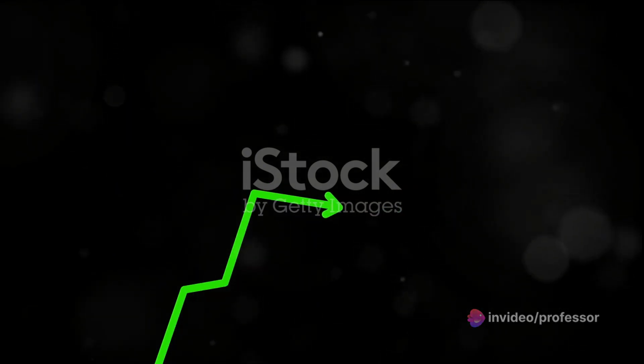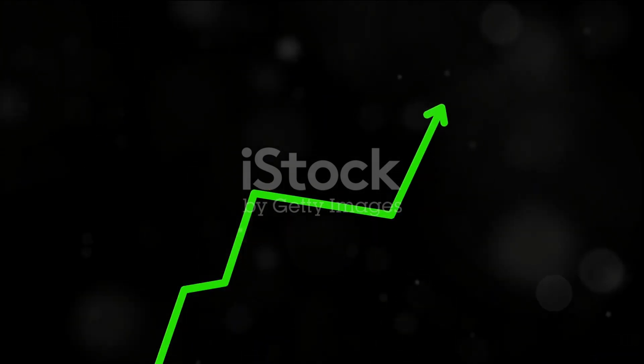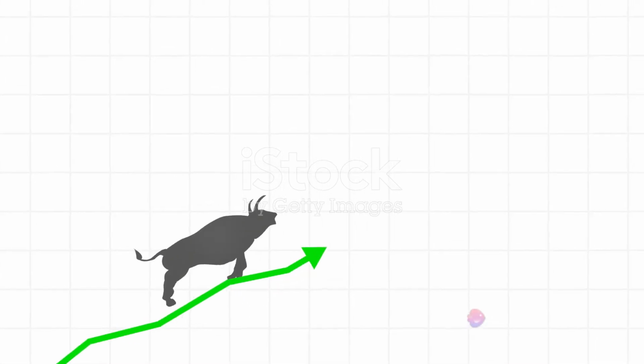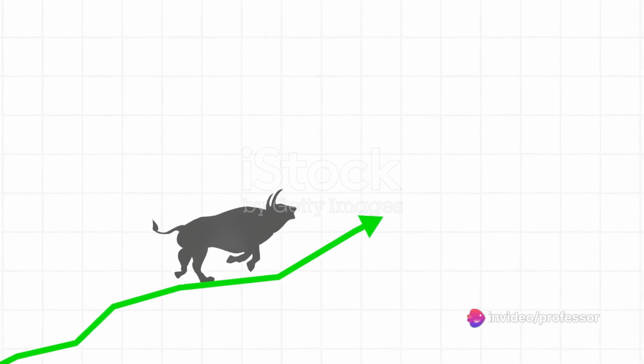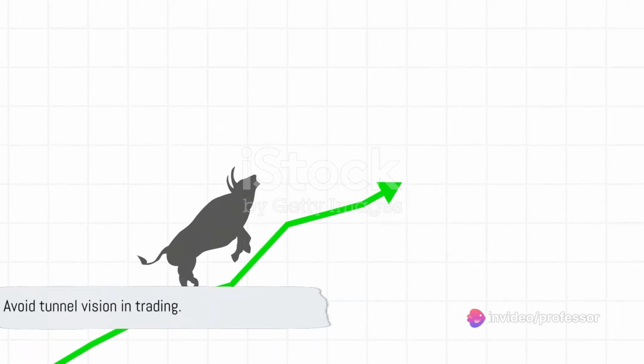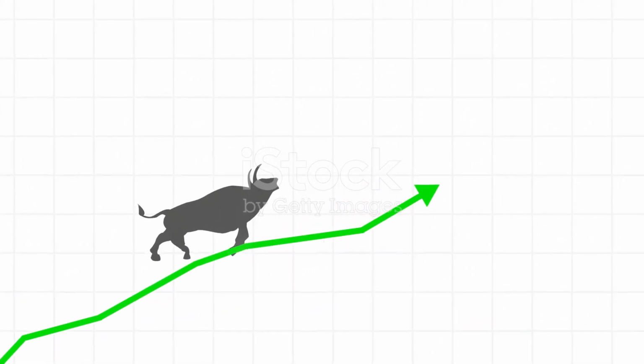But here's the important bit. These indicators should be part of your wider trading strategy. You need to consider other factors, such as the stock's fundamentals, market trends, and economic indicators. Over-reliance on technical indicators can lead to tunnel vision, and that's something you want to avoid in trading.